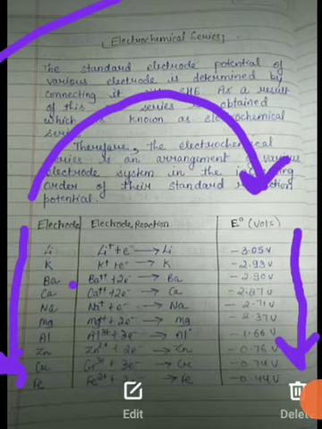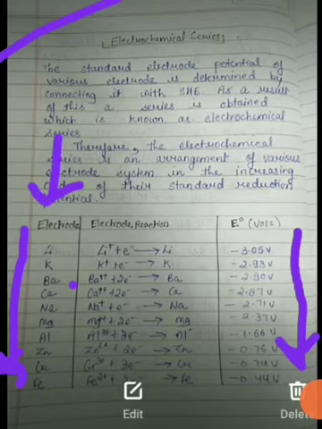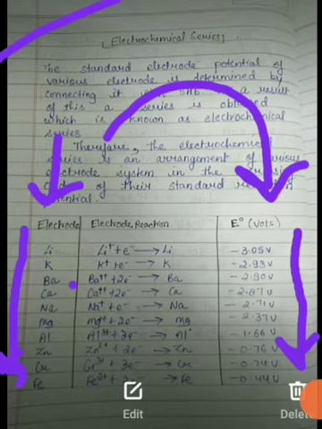That is, for lithium it is minus 3.05 volt, for potassium it is minus 2.93 volt. So it goes on increasing. For iron it is minus 0.44 volt. So this is the electrochemical series, the simple arrangement of various electrodes in the increasing order of their standard reduction potential. And when the standard hydrogen electrode is connected to this, these values are obtained.